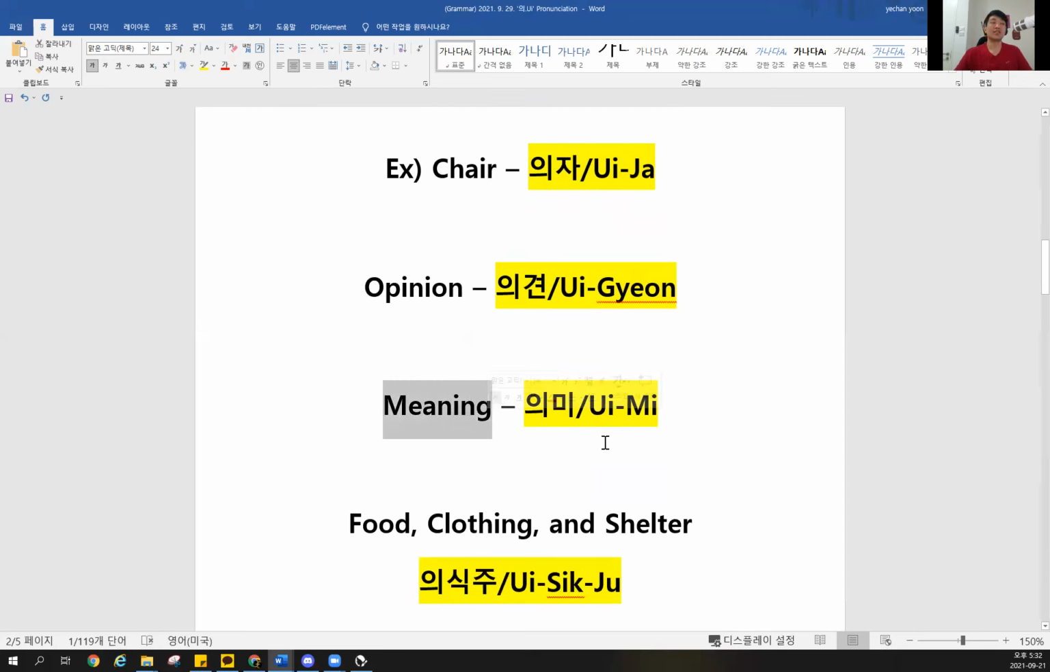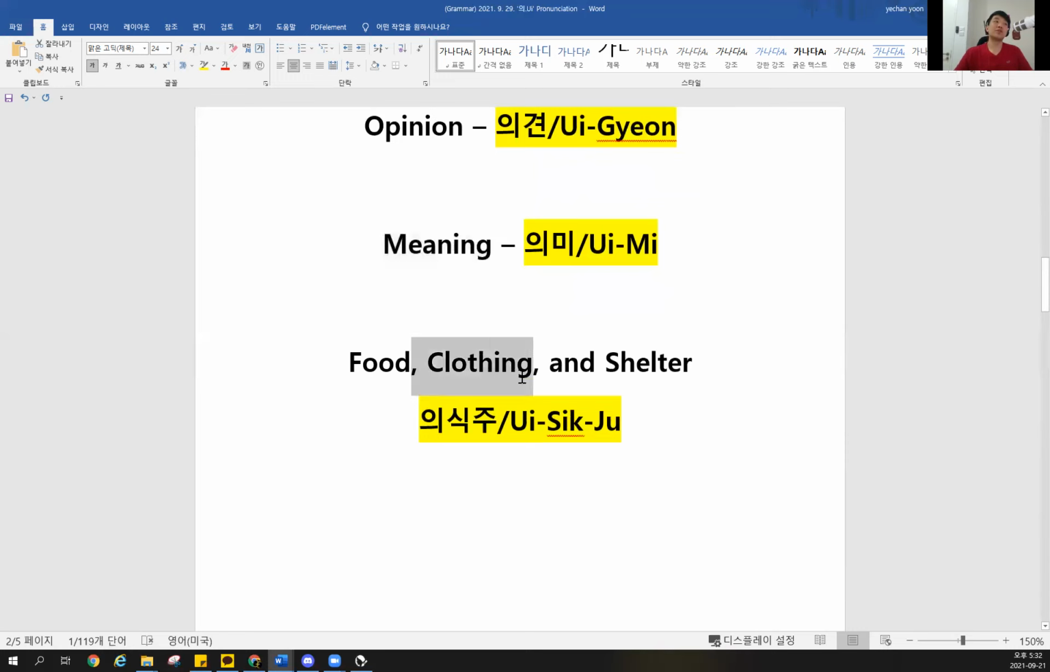How about the meaning? You can say 의미. 의미. Food, clothing, and shelter, how you can say? You can say 의식주: 의, clothing; 식, food; and 주, shelter. How you can say 의식주. 의식주. All right. Next one.